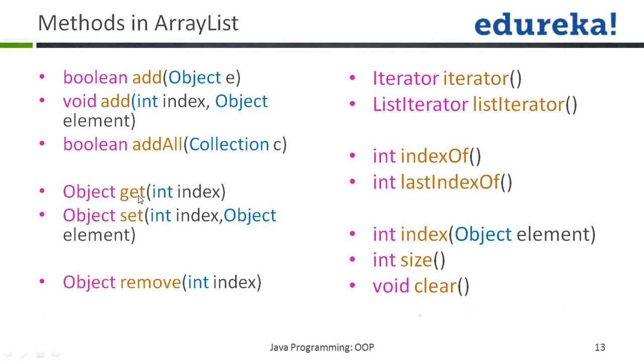Object get: you pass the index and you can get the object of the ArrayList. Set: you pass the index and the object and it will set the value. Object remove, int index: you just have to pass the index and you can remove the value, or the object, or the element. Iterator: now can you tell me what is the function of this iterator?